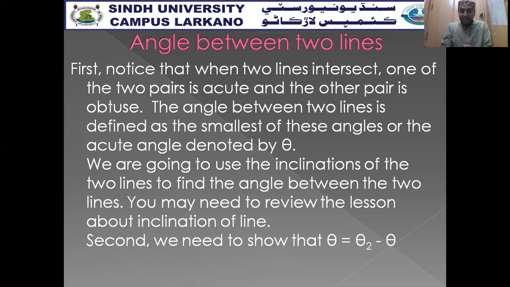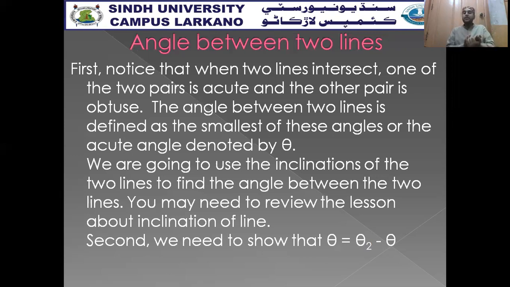First, we notice that when two lines intersect, one of the two pairs of angles is acute and the other pair is obtuse. The angle between two lines is defined as the smallest of these angles, the acute angle, denoted by theta.